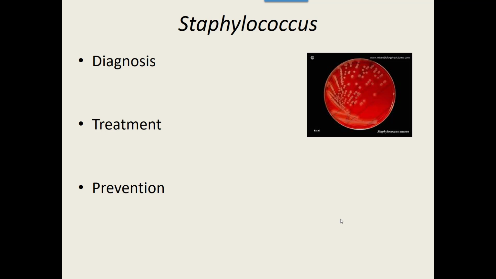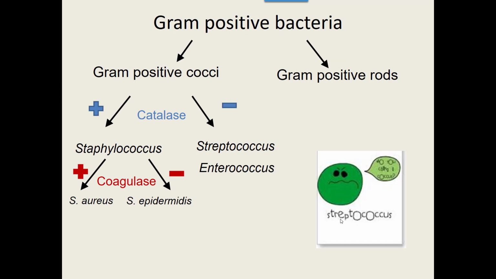Now, the other group, or another division of gram-positive cocci, are the bacteria that are catalase negative. And there's two genera of bacteria: Streptococcus and Enterococcus, and we're going to take a look at some of the Streptococcus bacteria. So they're still gram-positive cocci, they don't have the enzyme catalase. No bubbling will happen when you add hydrogen peroxide.